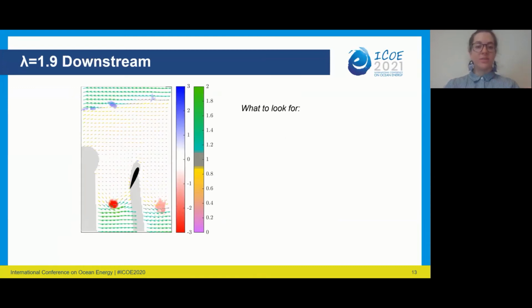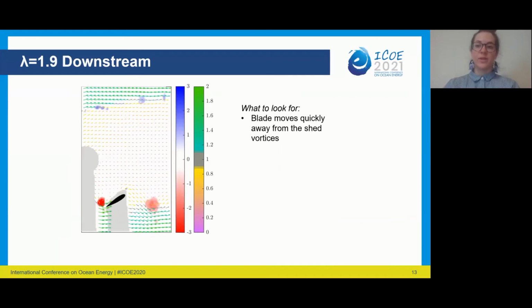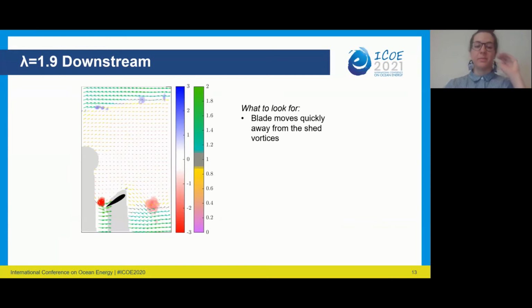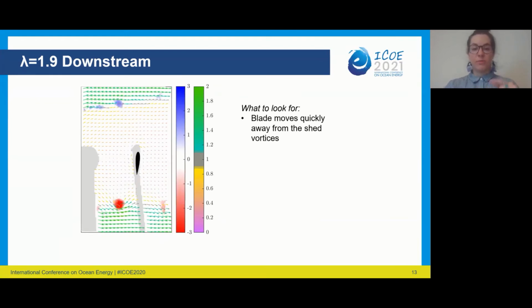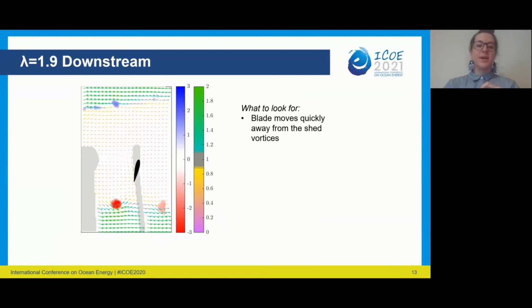Now moving on to the downstream sweep, we can see that the blade moves quickly away from those shed vortices. So not only are they shed quickly after formation, but the blade moves away from them quickly. But the blade still has the chance to interact with the vortex shed from the previous blade cycle, and this is because the tangential velocity of the blade is so much faster than the free stream velocity.